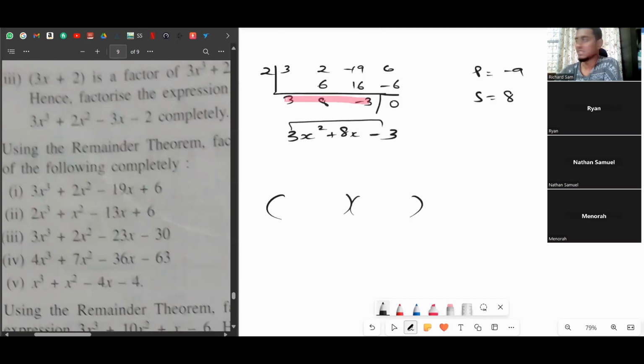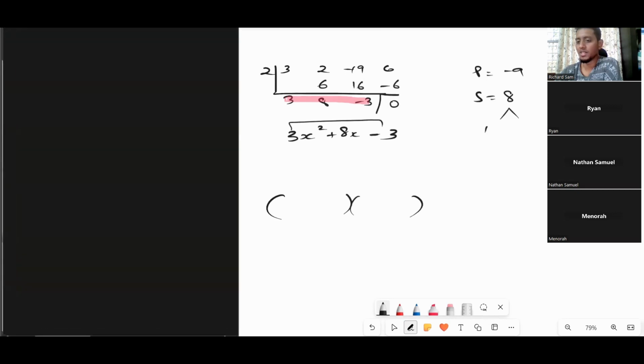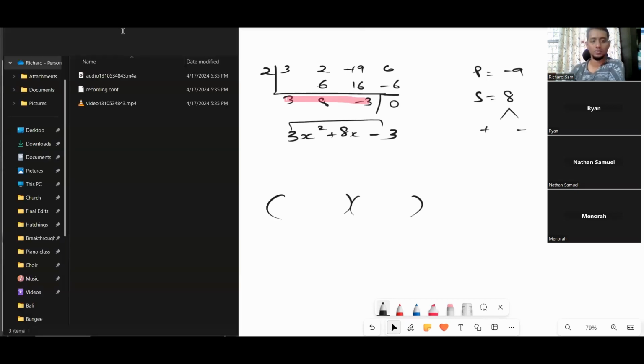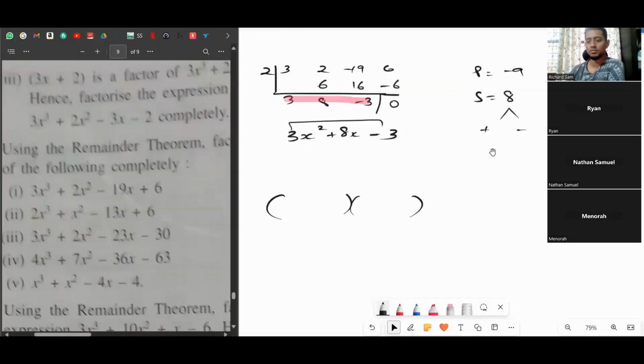So what will be your signs now? If product is negative, one has to be positive, one has to be negative. Right, Aman? Plus into minus is what? So you have to have plus into minus, then only you get product as minus. So what are the numbers? 9 and minus 1. 9 minus 1 is 8. And plus 9 into minus 1 is minus 9. Okay, so split this.